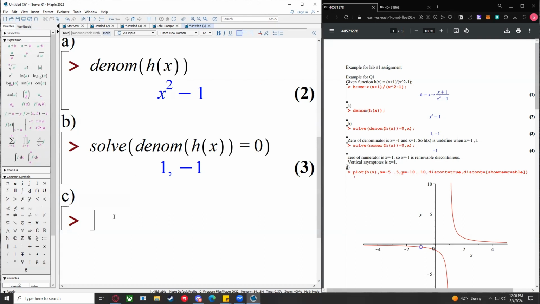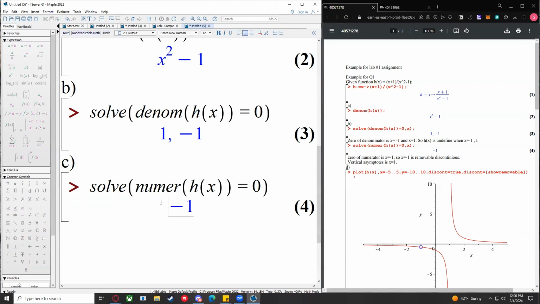No. All right, so I'm going to go ahead and solve my numerator then. So I can write solve numer my h of x equals 0. And I see that I get the solution of -1. So it does seem here that my -1 is both a solution in my numerator and my denominator. That means that it is a removable discontinuity. In other words, my vertical asymptote is only at x equals 1.